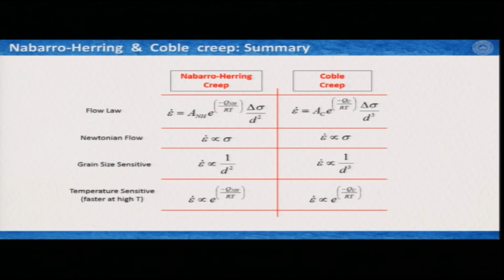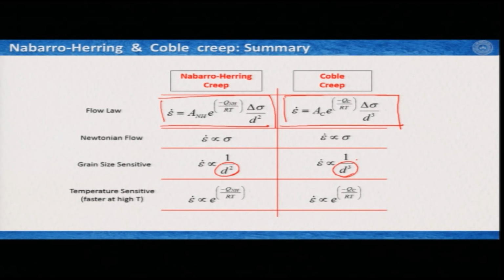Now, it is interesting to note that the flow laws of Nabarro-Herring creep and Coble creep look very, very similar. So, for Nabarro-Herring creep, it is exactly like this, and for Coble creep, it is like this. What we see here is that both of them are Newtonian flow, the strain rate is proportional to stress. Both of them are grain size sensitive. In Nabarro-Herring creep it is squared, and in Coble creep it is cubed.